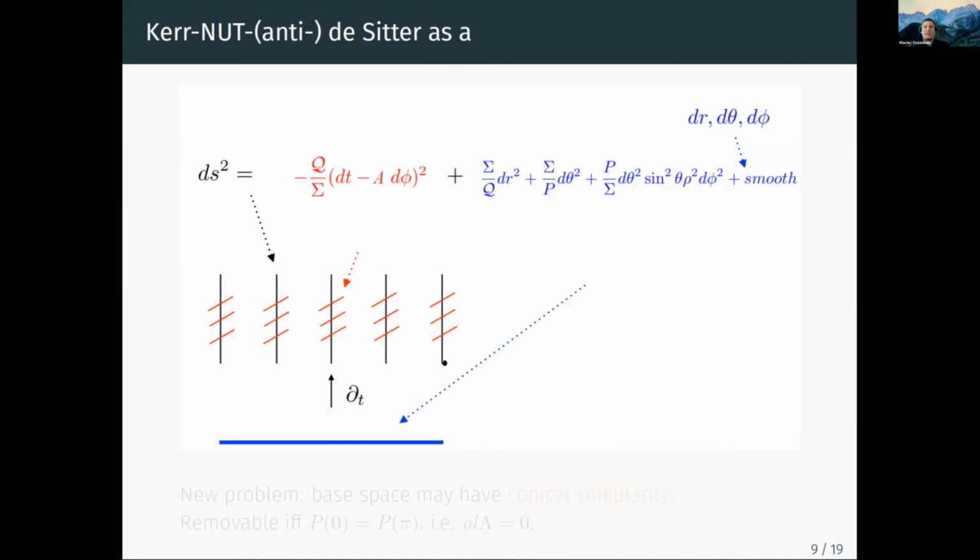So let me jump to the first attempt at our solution. If you would simply take dt as a generator of this action, our decomposition would look something like this. And here we can see that there's a new type of problem which was not encountered before, namely that we have a conical singularity on the S2 part of our base space. So now this angular part of the metric has a conical singularity.